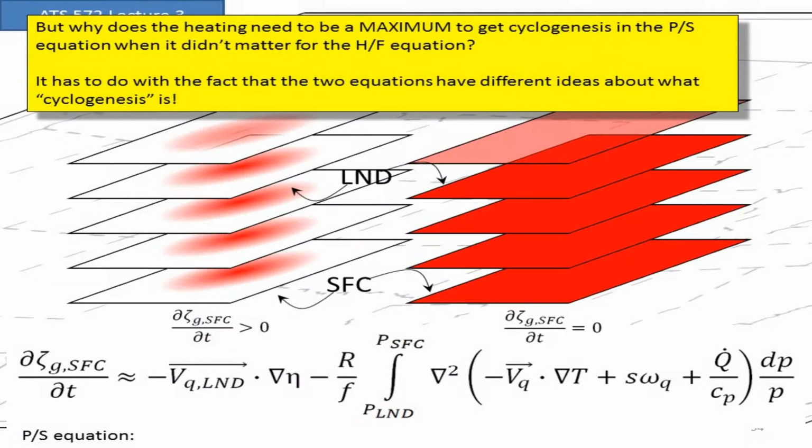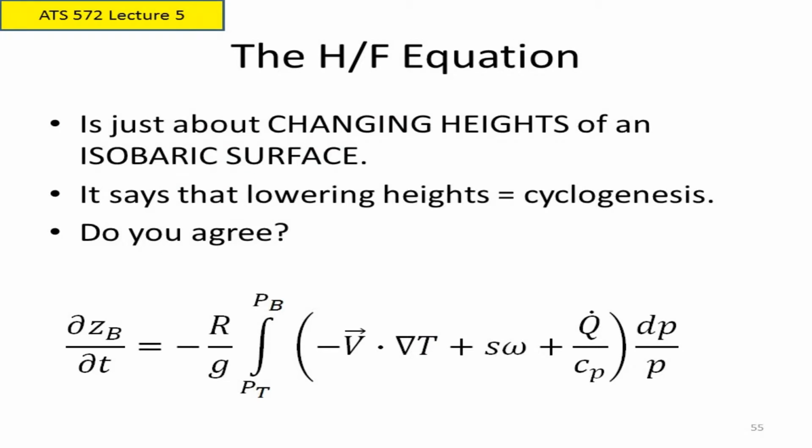But why does the heating need to be a maximum for cyclogenesis in the Pedersen-Sutcliffe equation when it didn't really matter whether it was a maximum or not? It was just uniform heating in the Hirschberg-Fritsch. Well, this has to do with the fact that the two different equations have a different idea of what they mean when they say cyclogenesis. The Hirschberg-Fritsch equation is just talking about changing heights of an isobaric surface. Here's the height of my 500 millibar surface. If it gets closer to the ground, that's cyclogenesis. If it gets farther from the ground, that's cyclolysis.